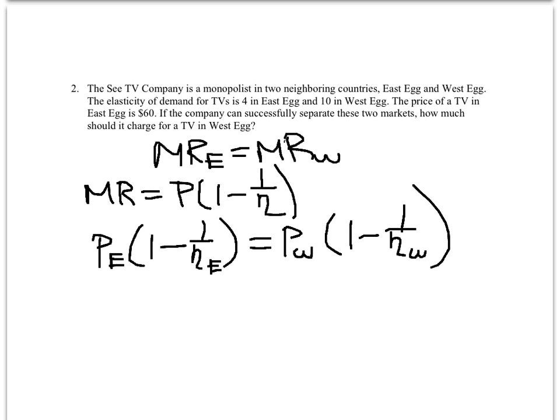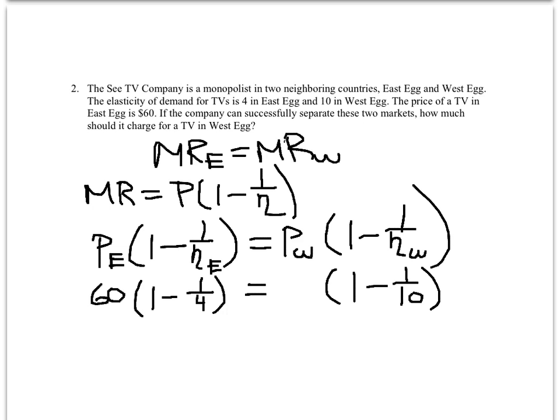So let's substitute here. The elasticity of demand for TV is 4 in the East, and it's 10 in the West. And then the price of TV in the East is 60. So the company is basically looking for this price right here. To answer this problem, all we'll have to do is to solve this equation for P West to find the answer. All right, so let's see if I can do that.